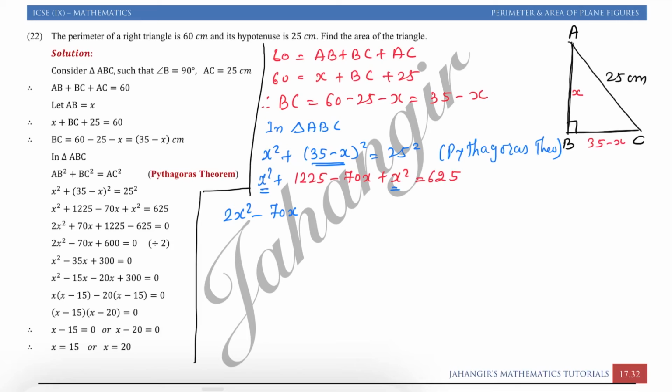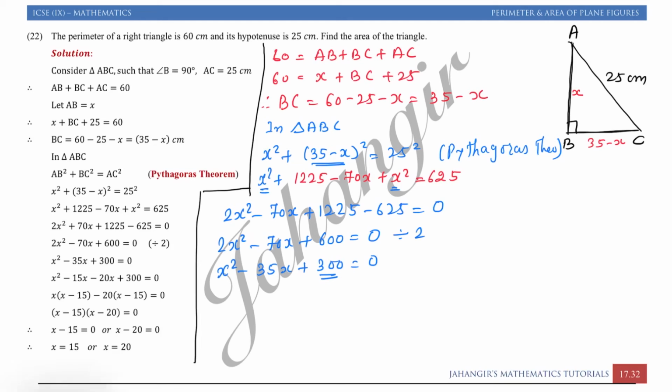So you can write plus 1225 minus 625, which is equal to 0. So therefore 2x square minus 70x plus 600 is equal to 0. Dividing throughout by 2, x square minus 35x plus 300 is equal to 0.